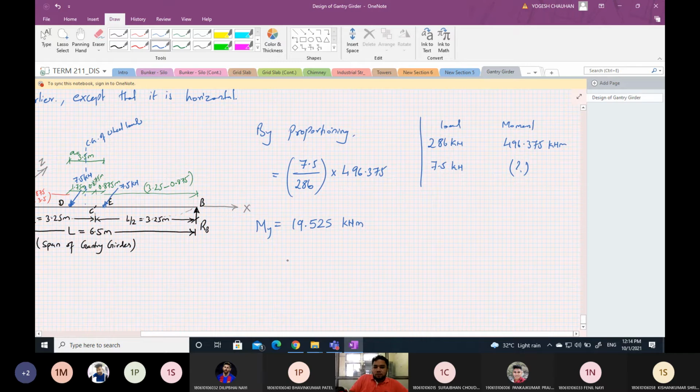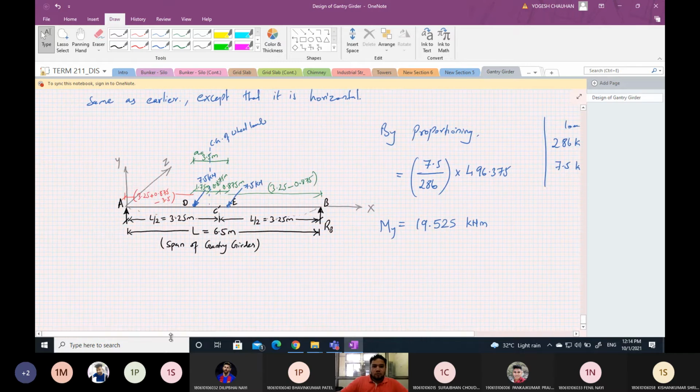So we can write, moment due to horizontal force, so it will cause moment about y-axis. So it is My equals 19.525 kilonewton meter. Okay. So we have this moment also.